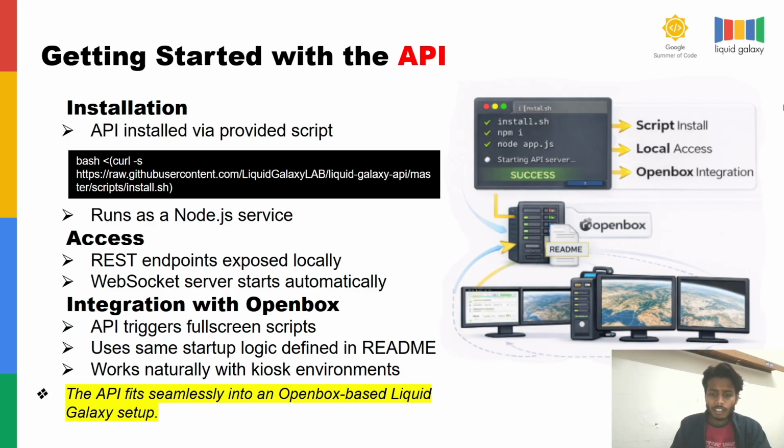Another important part here is how the API fits into the existing Liquid Galaxy environment. Most Liquid Galaxy setups use OpenBox to manage full screen mode and the startup behavior. The API follows the same logic. It can trigger the full screen script, use the same startup rules defined in the README, and work naturally in kiosk style environments. This means you don't have to redesign your setup to use the API. You install it, then start it, and it fits right in.